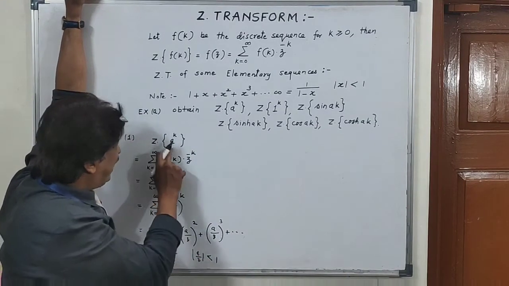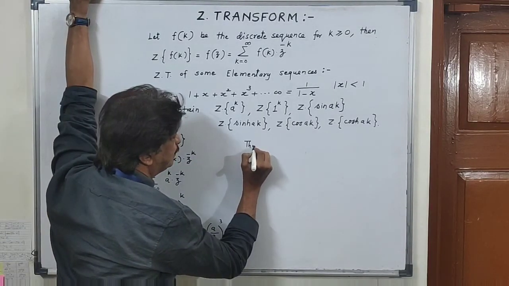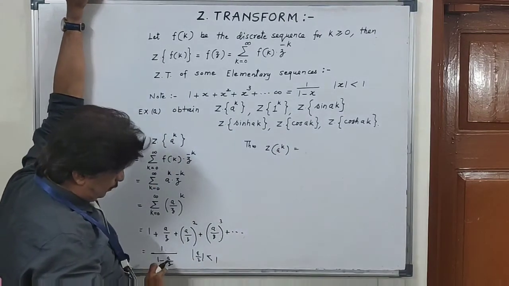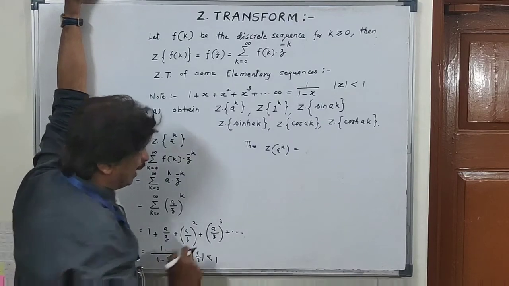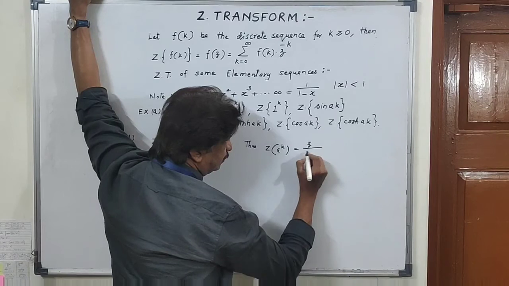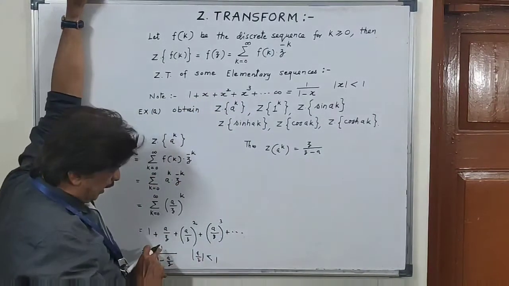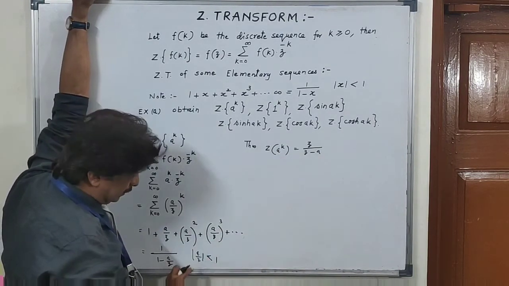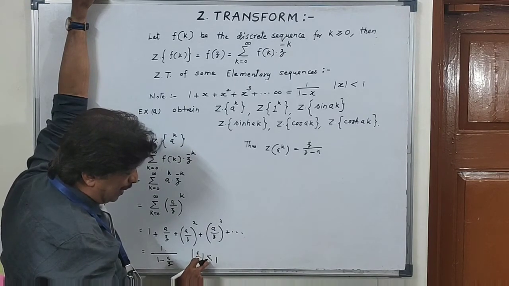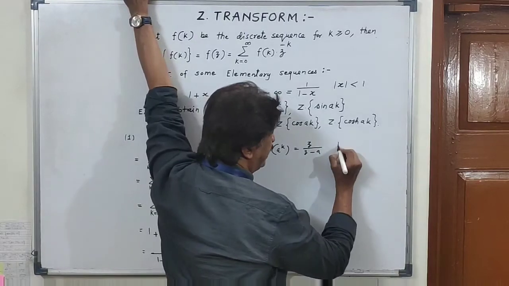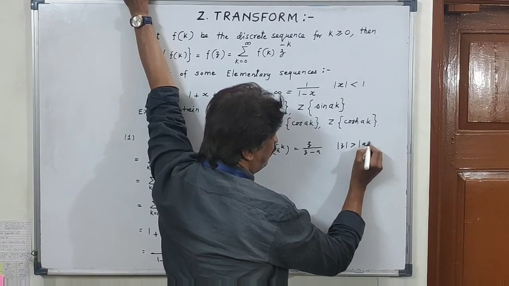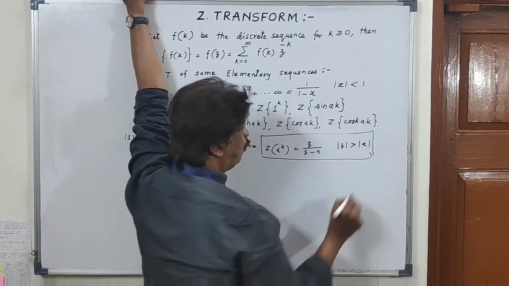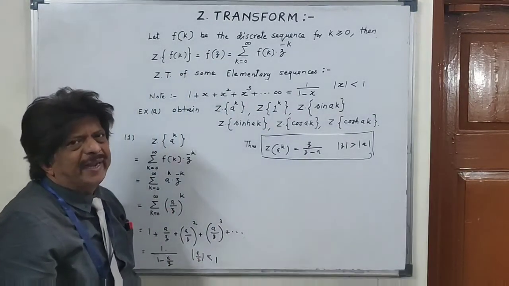So the Z transform of a raised to power k is equal to z upon z minus a. If we multiply numerator and denominator by z, we get this, provided that mod of a by z is less than 1, that means mod of z should be greater than mod of a. Note this, the first formula for the Z transform of a to the power k.